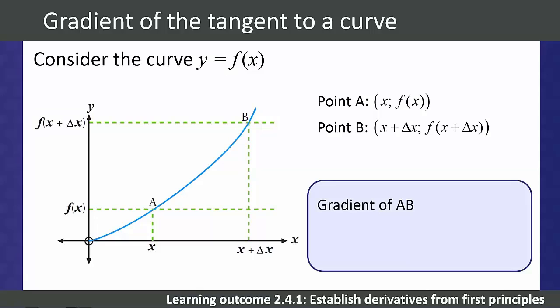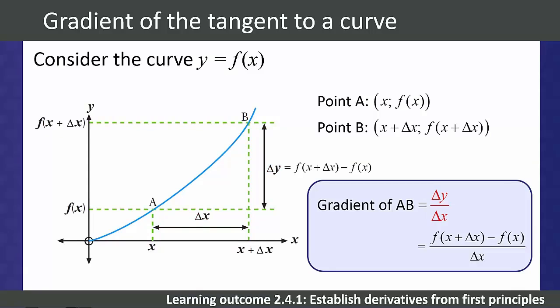The formula for the gradient of AB is the change in y divided by the change in x, or delta y over delta x. Looking at our graph, delta y can be substituted with f of x plus delta x minus f of x, which gives us this formula.